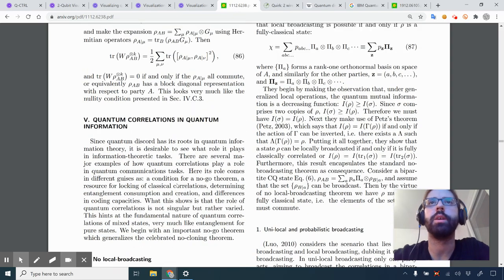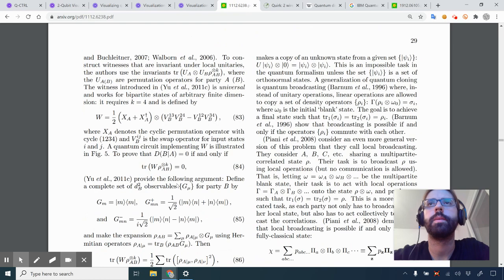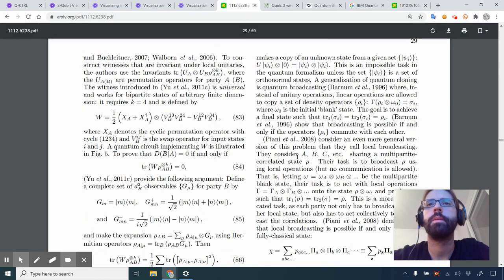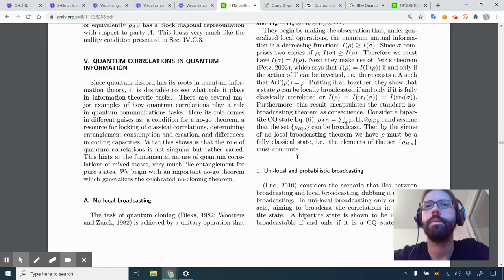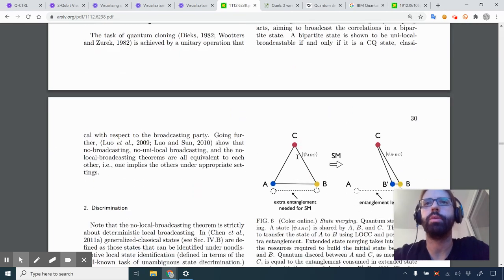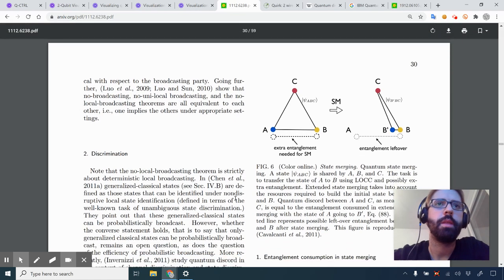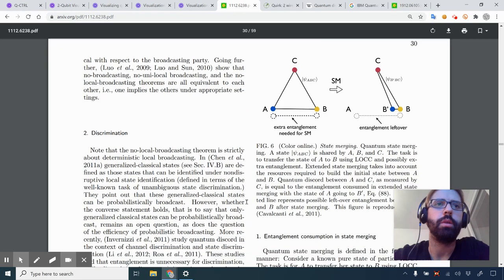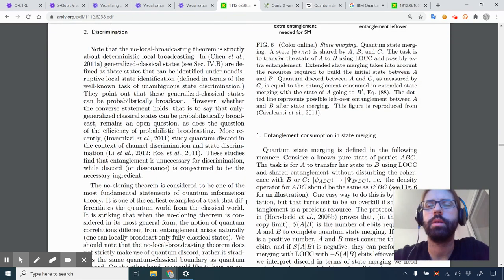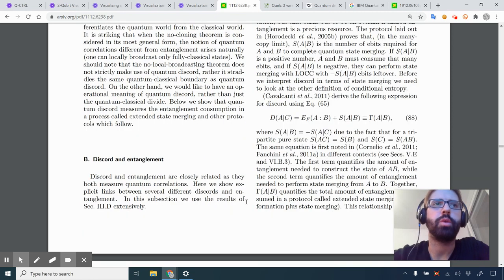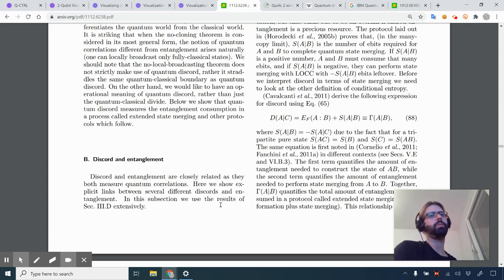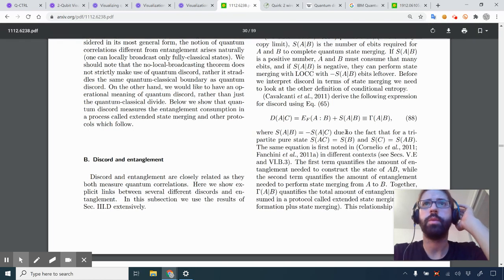No local broadcasting. Unilocal and probabilistic broadcasting. Local broadcasting. What is local broadcasting? Discord and entanglement are closely related as they both measure quantum correlations. Here we show explicit links between several different discords and entanglement. In this subsection, we use the results of, okay.